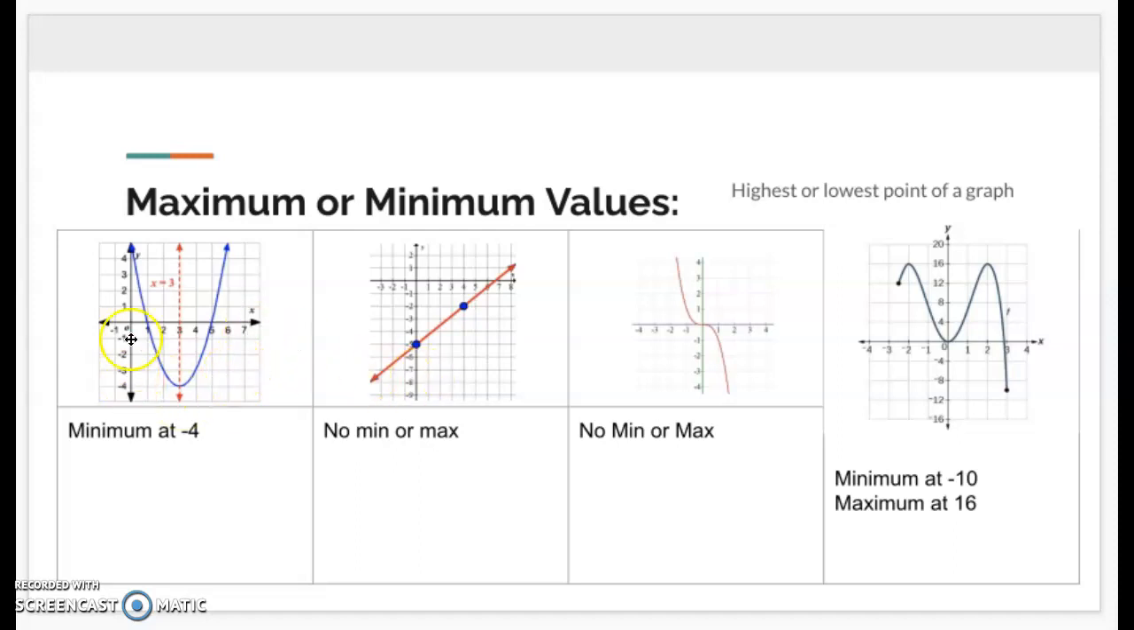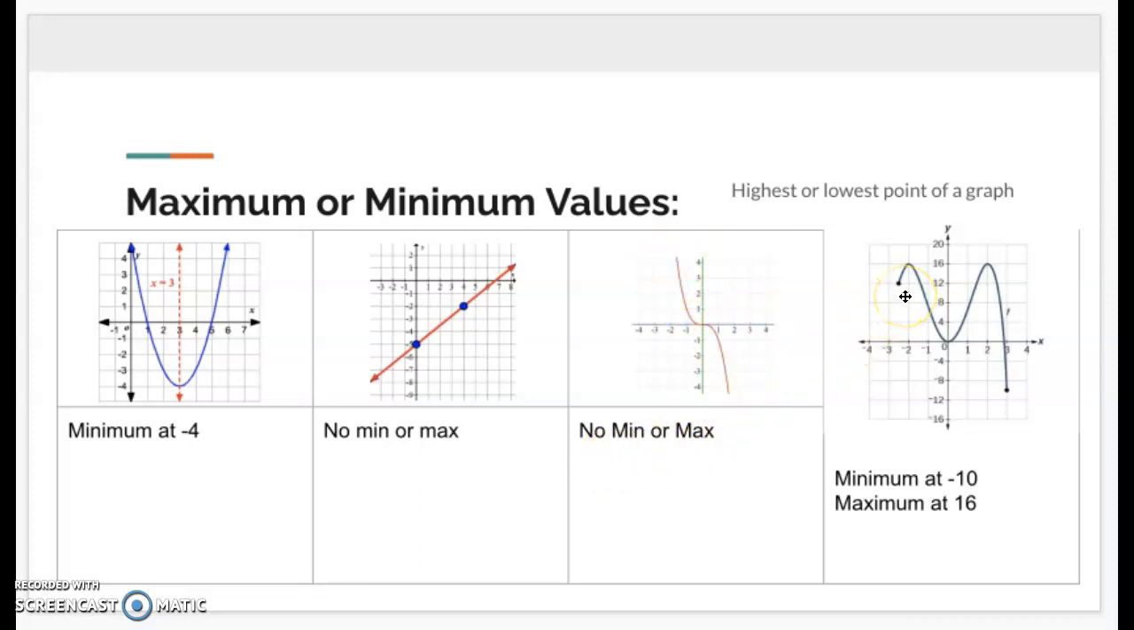If this was an upside down U like this, then that would have a maximum value. The highest point, the max is whatever the highest point would be at. If it's a straight line with arrows on both ends, these arrows are going to continue out both ways. There's never going to be a stopping point, which means there is no minimum or there is no maximum value. Same thing with this one. This one doesn't have arrows. If it did have arrows, then there would be no minimum or maximum values.